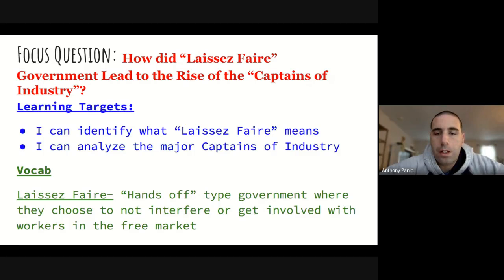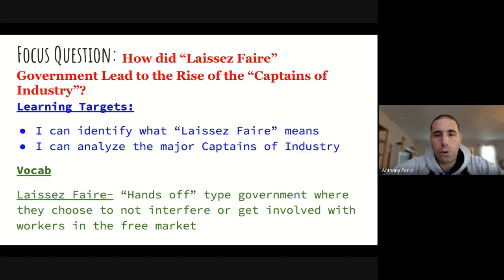So we're going to look at how this notion of laissez-faire, this type of government, led to the rise of what's known as the captains of industry. We're going to look at the captains of industry. We're going to look at what a monopoly is today. We're going to look at how this hands-off approach that the United States government takes in terms of the economy at the time has some benefits for sure, but we're going to look at how it could lead to some problems as well.